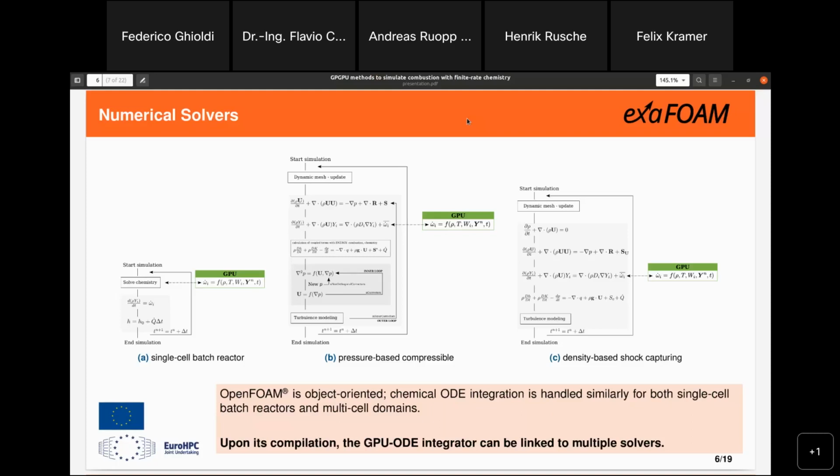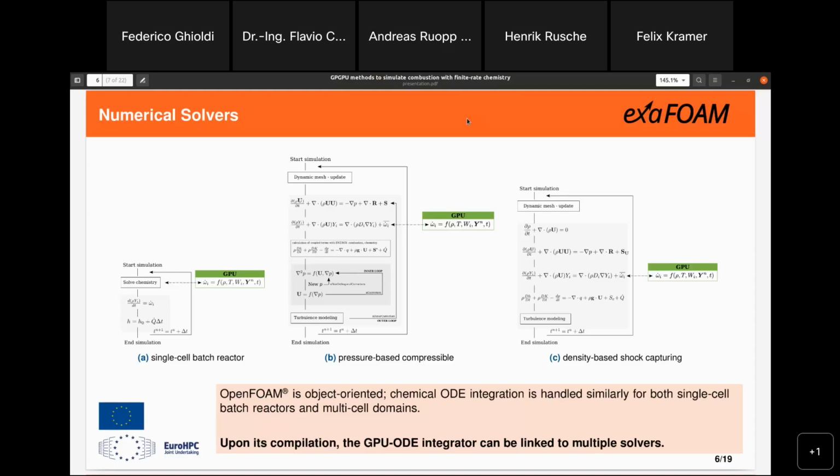And in all these solvers, finite-rate chemistry is handled in the same way. So the GPU ODE integration was designed in one single way, and of course it can be used on the different solvers that you have. Upon its compilation, you can use it on whichever solver.